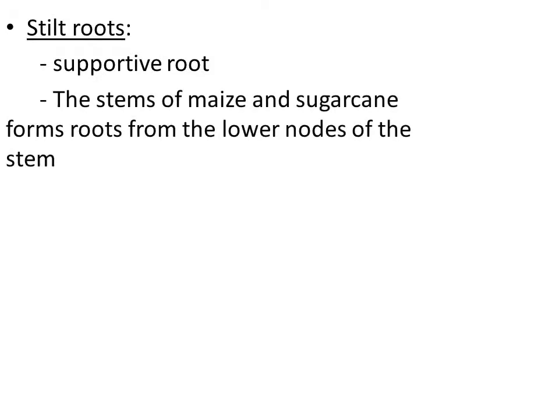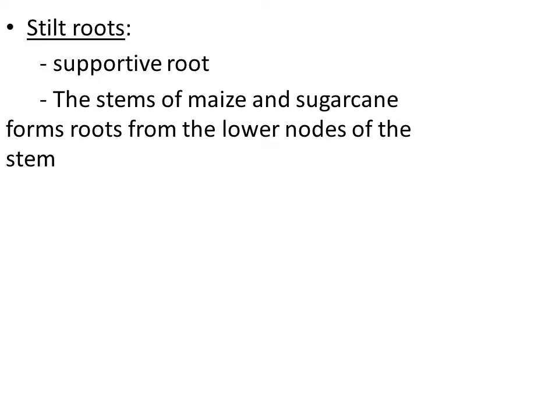And one more root that is an example of a supportive root is the stilt root. The stilt root is a kind of supportive root. We have studied the prop root. The prop root arises from the branches of the tree, touches the soil, and acts like a pillar to give additional support to the plant, right? But stilt roots do not arise from the branches of the tree. These roots arise from the base of the stem. The best example is the maize plant as well as the sugarcane plant.